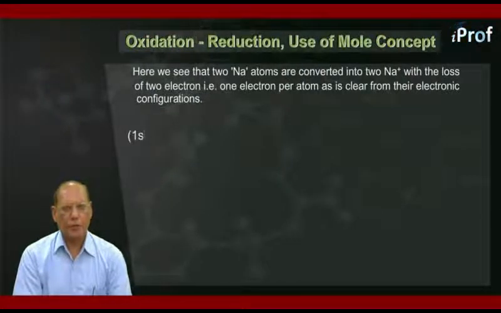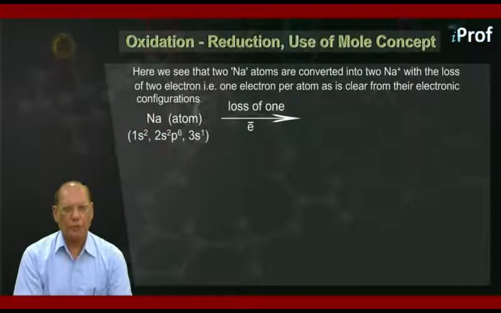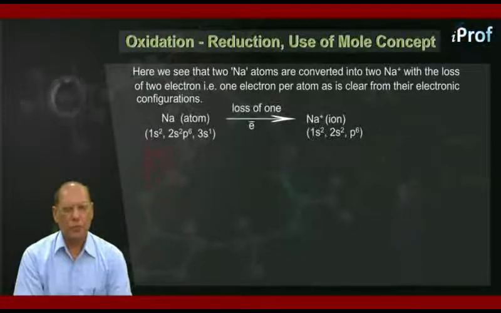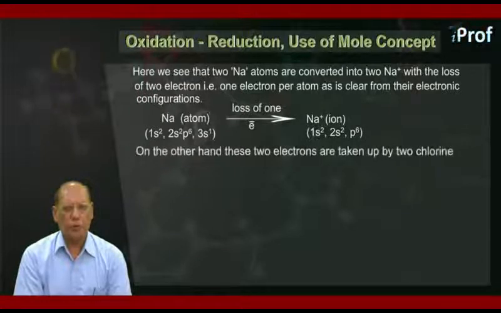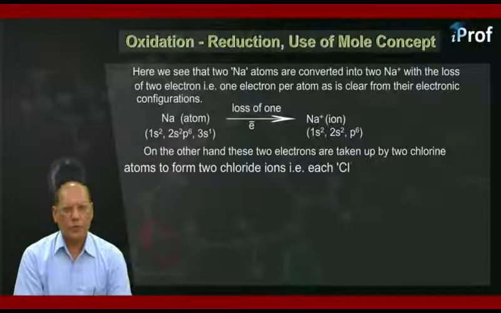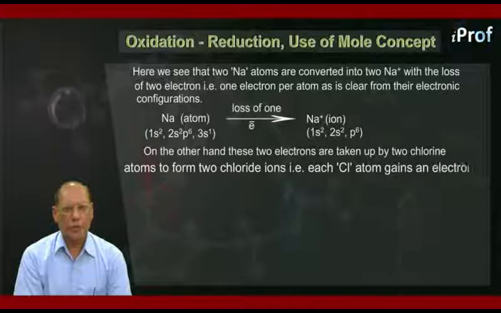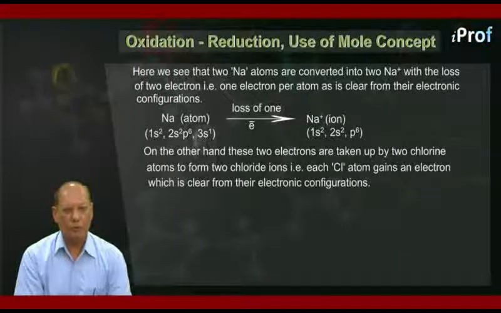Na atom has the configuration 1s2, 2s2, 2p6, 3s1, and with the loss of 1 electron, it's converted into Na plus ion, whose configuration is 1s2, 2s2, 2p6. On the other hand, these 2 electrons are taken up by 2 chlorine atoms to form 2 chloride ions. That is, each chlorine atom gains an electron, which is clear from their electronic configurations given below.